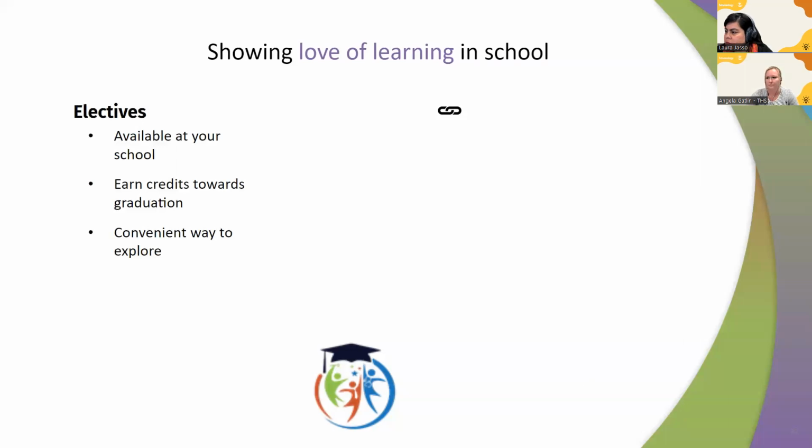So we did want to go over, we mentioned a couple times, showing your love of learning in your high school career, at your high school experience. So here's a couple things that we want to go over. So electives, there's so many choices, so many electives at each of the schools. All of those go towards credits for graduation. It shows areas that you're interested in exploring, taking different electives, whether it's visual performing arts or adding an extra math or science class. And then I'll mention a couple more here.